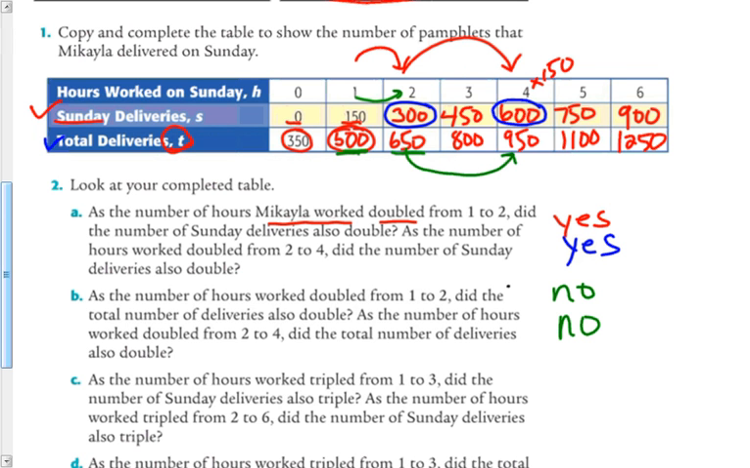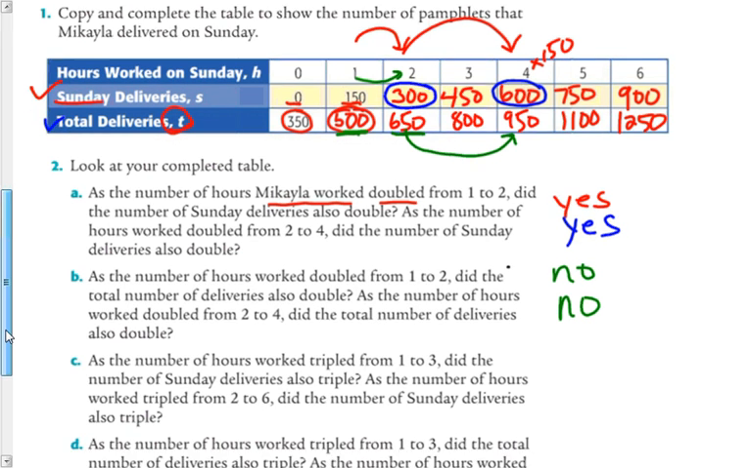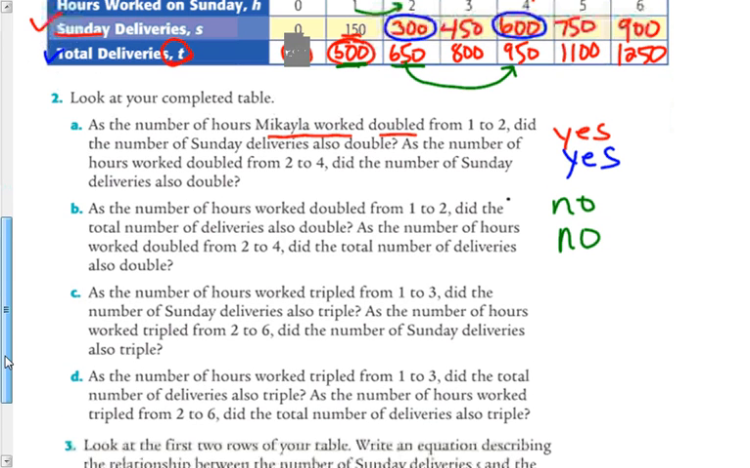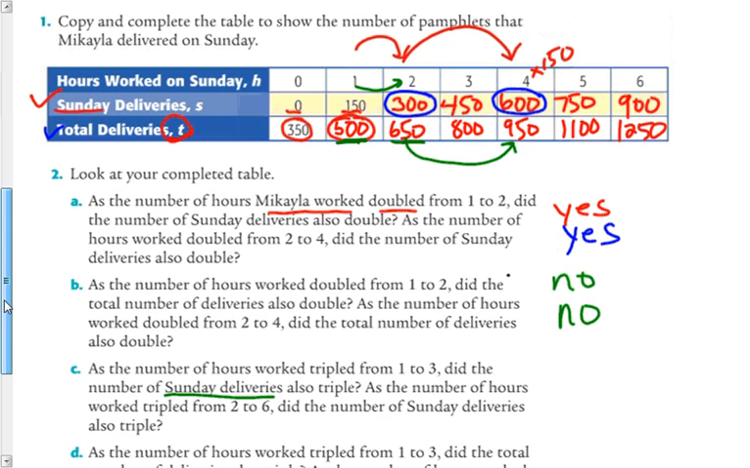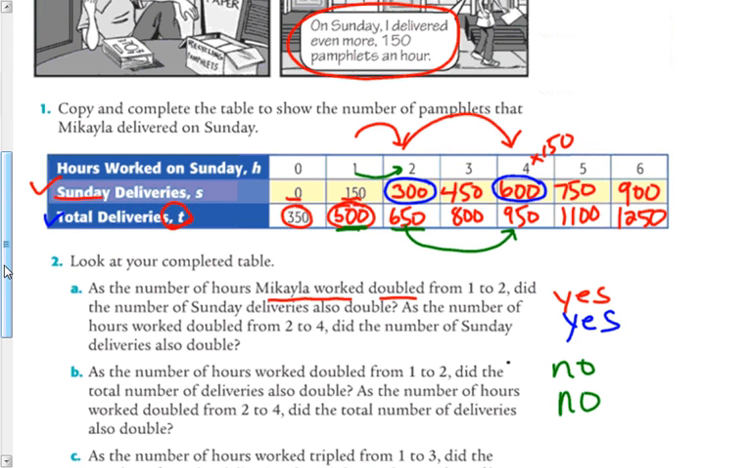Okay. Part C says, as the number of hours worked tripled from 1 to 3, did the number of Sunday deliveries also triple? So as we go from 1 to 3 now, let me erase a little bit of this. So now we're going from 1 to 3. So from here to here, does it triple when we're talking about this row, Sunday deliveries? So if we triple 150, do we get 450? And we do.